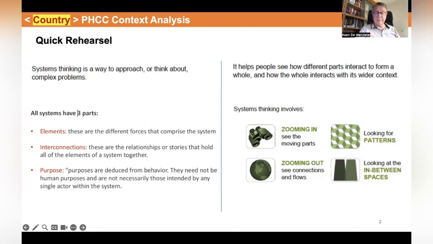Now, systems thinking is a way of thinking that helps people see how these different parts, these elements, interconnections, and purposes interact to form a whole, and how that whole fits or interacts with a wider context. So it will always be very important for a systems thinker to zoom in and zoom out, constantly, and thereby discover patterns, a certain way that elements relate to each other. Not only seeing the patterns that the elements have, but by looking at the spaces in between, see how these patterns may change over time.